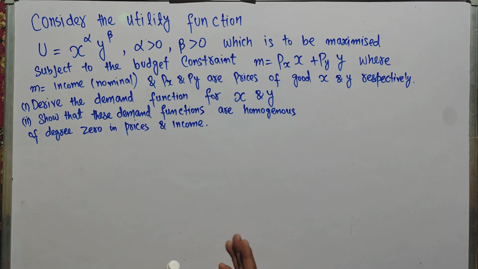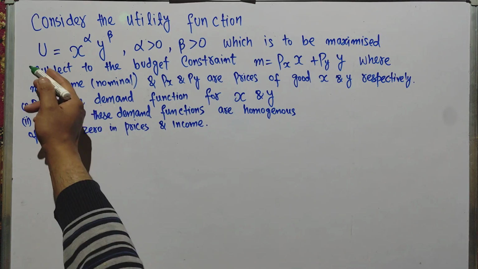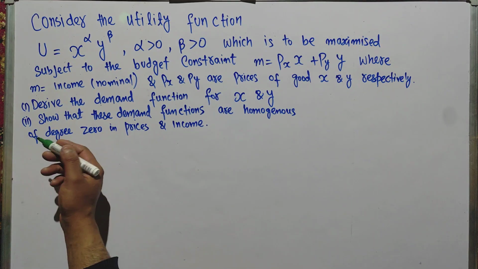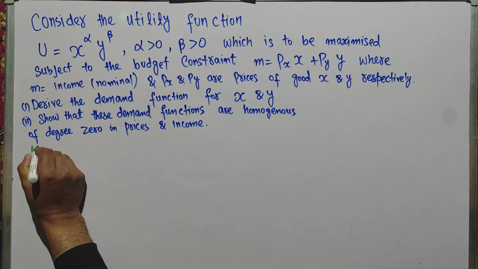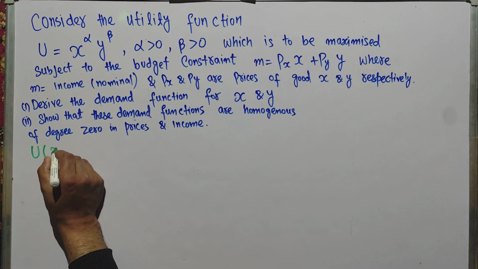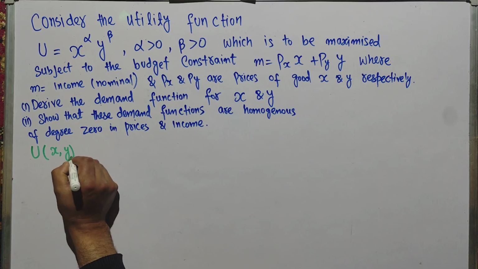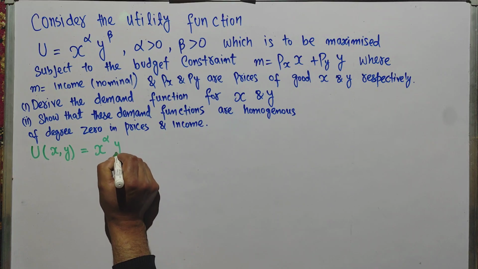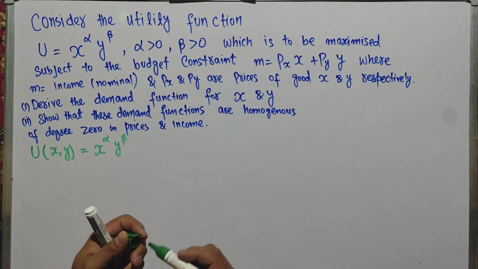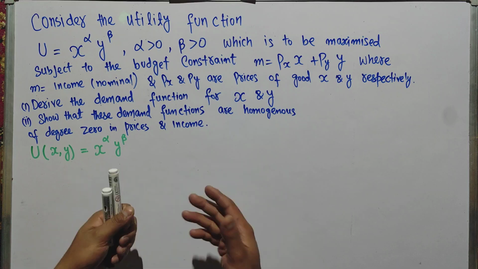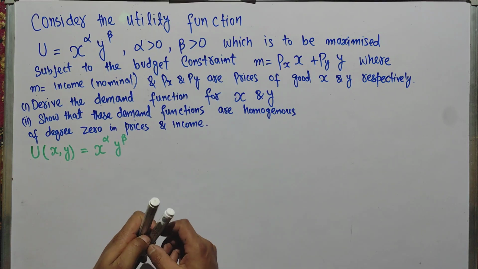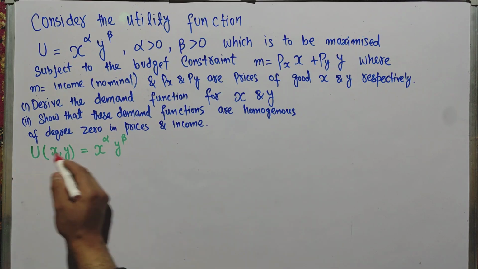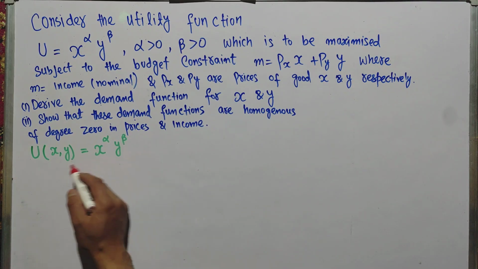Okay, so what are we being given? We are being given the utility function of a consumer. This is in fact called the direct utility function. That is, utility is a function of two goods, x comma y, which is given to us as x to the power alpha times y to the power beta. This is in fact the Cobb-Douglas utility function.